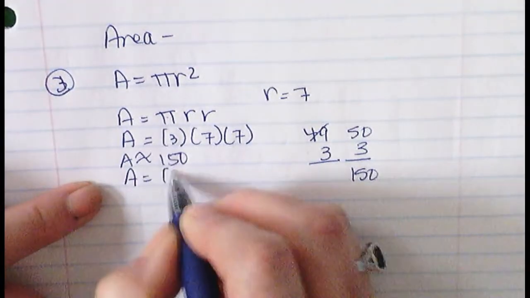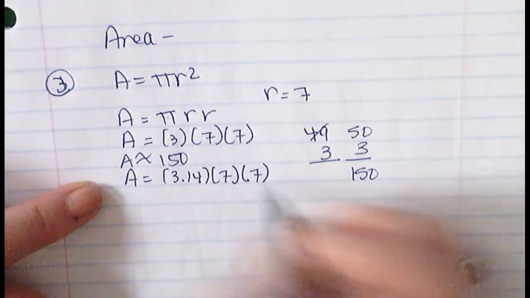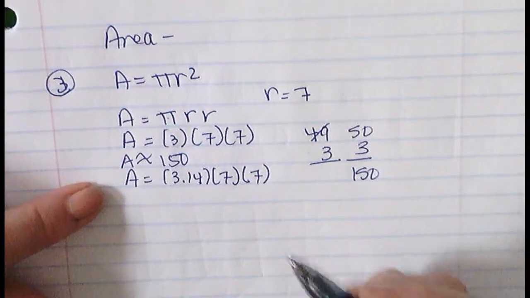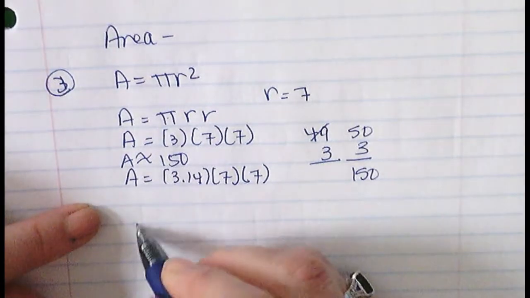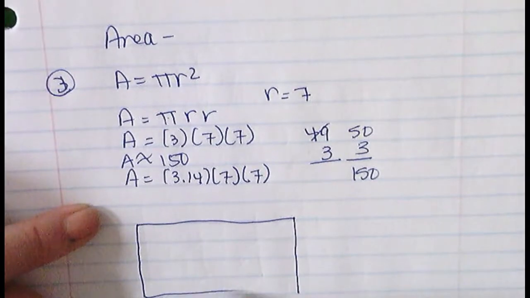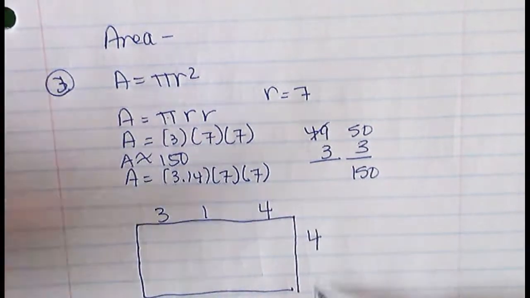A equals 3.14 times 7 times 7. Now 7 times 7 is 49. We know that one. And then you need to do 49 times 314. And you do definitely need that either regular multiplying or that lattice box. So 314 times 49.